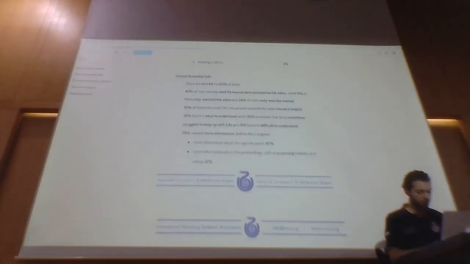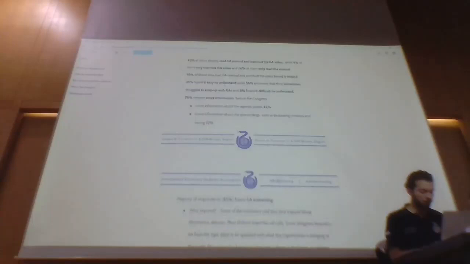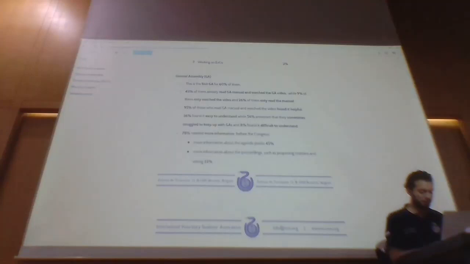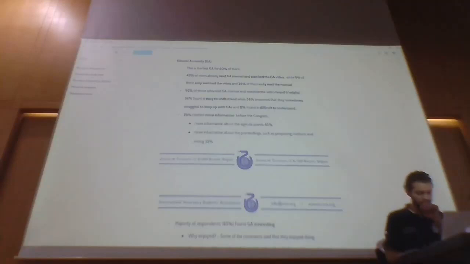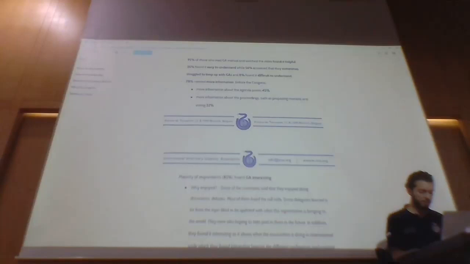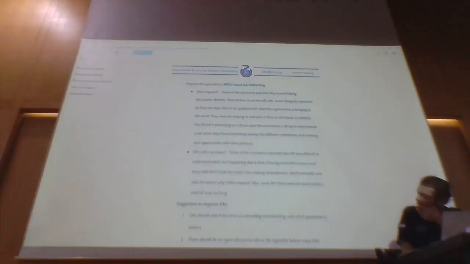It was their first GA, and even though they had the materials, the videos and the manuals we sent out, and they had access to them, they still didn't really think it was easy to understand. So that's why I managed to set up a buddy system to give advice and help them understand what's going on. Yeah, and it's quite amazing that 85% still said it's interesting, but maybe it's the first time, I don't know.